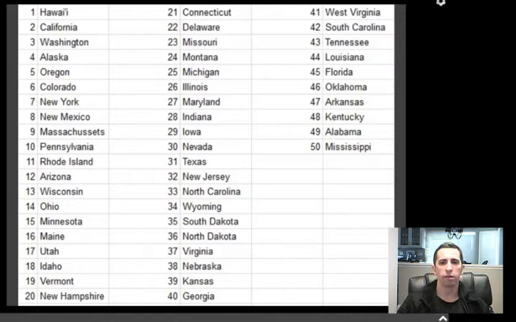Okay, so here's my list of states. Feel free to have some. You can see Arkansas there in 47th. It's not a high-ranked state. How about that?